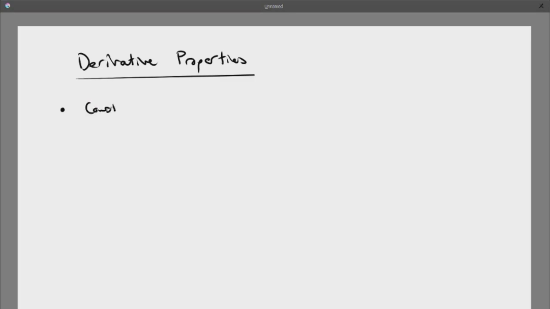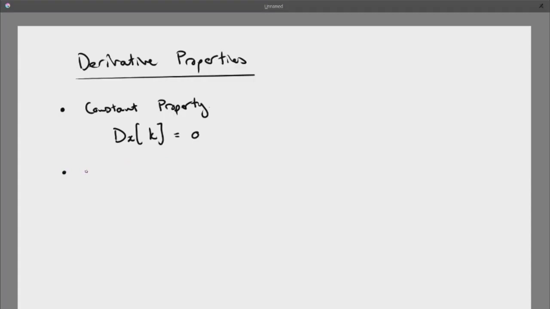First in the list, I have the constant property, and today I'm going to phrase them using the big D notation. Derivative of a constant function is 0. Mix up the notation a little bit.